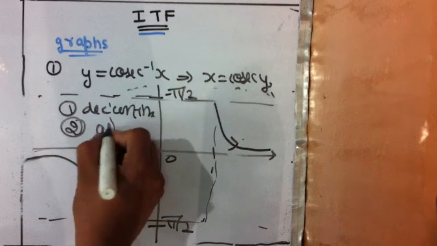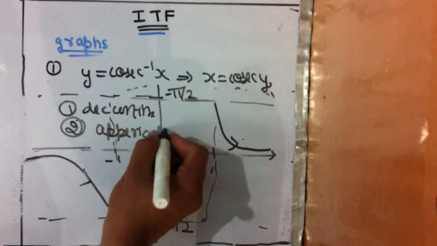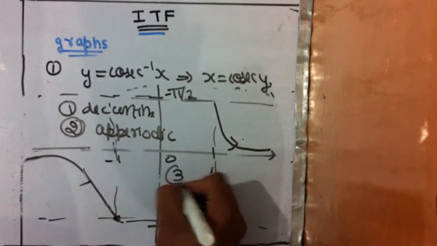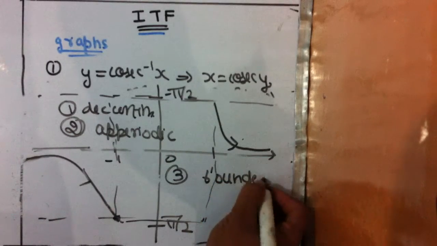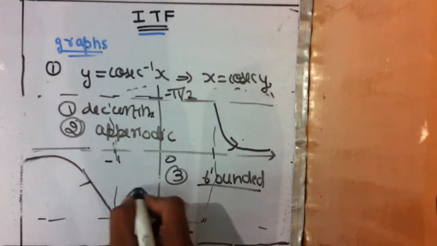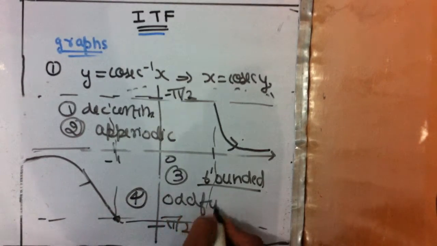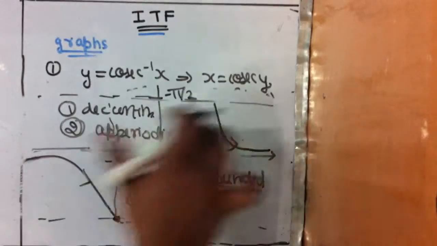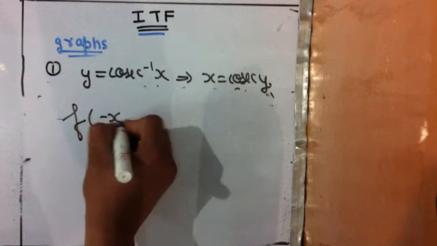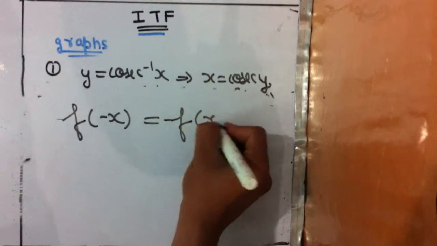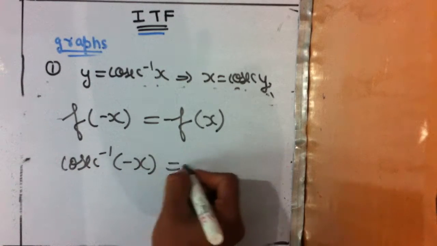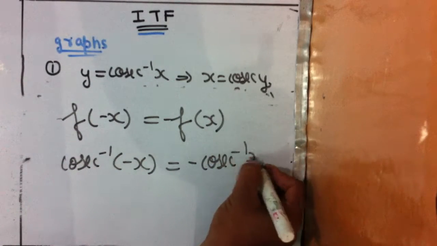Secondly, the function is aperiodic in nature, as it does not repeat its graph. Thirdly, the given function is bounded in nature, bounded within the principal range. And lastly, the most important, the given function is an odd function, as it is symmetric about the origin. So it will again follow the condition that f of negative x is negative f of x. Therefore, cosec inverse of negative x is negative cosec inverse x.